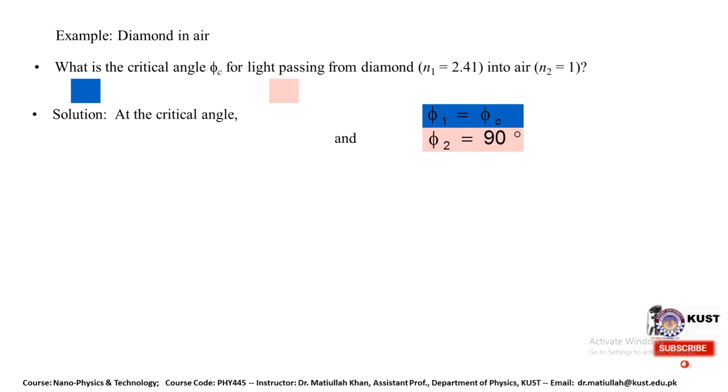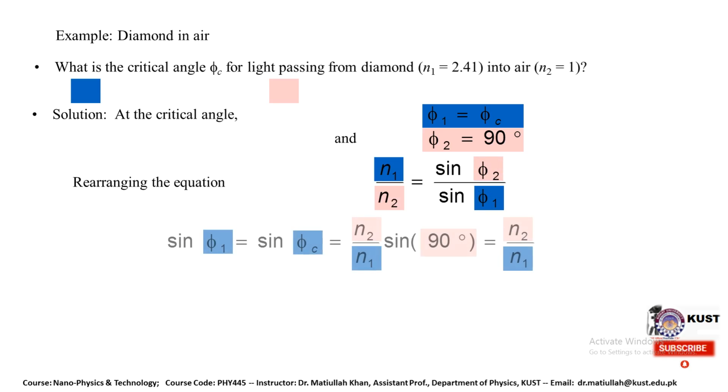Some examples: the diamond in air. What is the critical angle α for light passing from diamond, whose refractive index n1 is equal to 2.4, into air, whose refractive index is equal to 1?